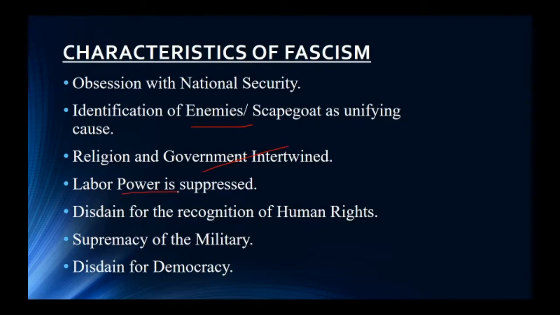Labor power being suppressed means human rights are not given in a fascist country. So there is disdain for human rights, and also disdain for democracy, because democracy is a human right as well. People have their own right to choose their own government, and if the strong leader is in power, why would he or she give power to another person that comes from the people's choice? So there are no rights in a fascist country. There is also a supremacy of the military, as in the past we have seen all the fascist leaders belonged to a military background. The military is controlling everything, because there is an obsession with national security in fascism.